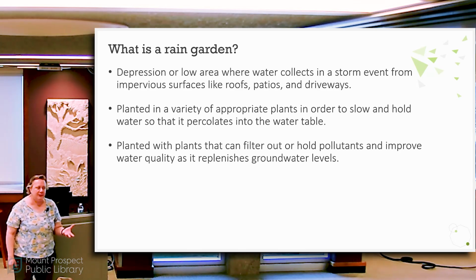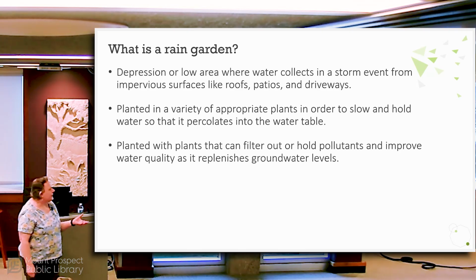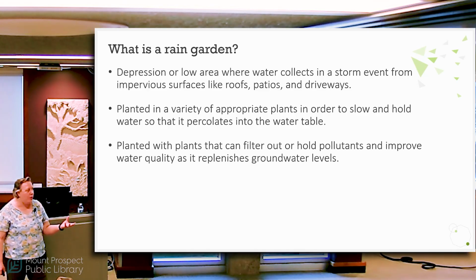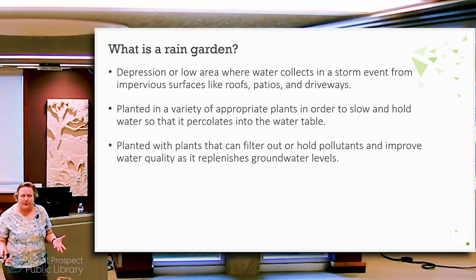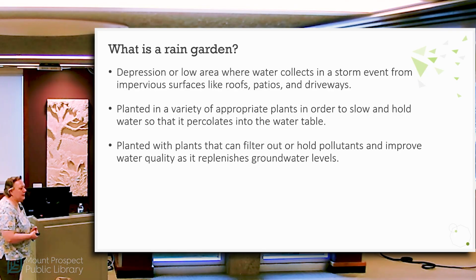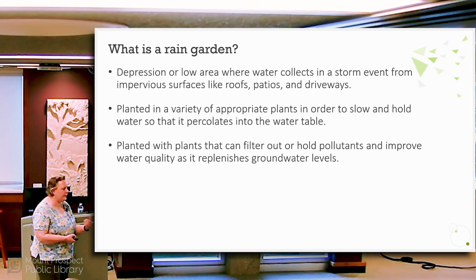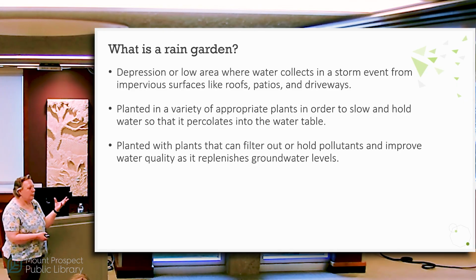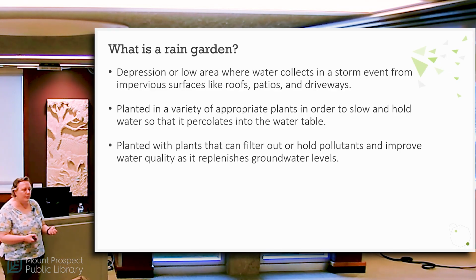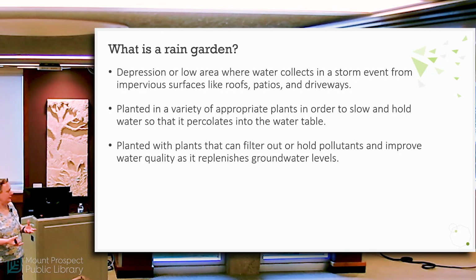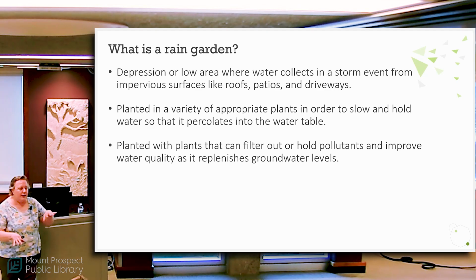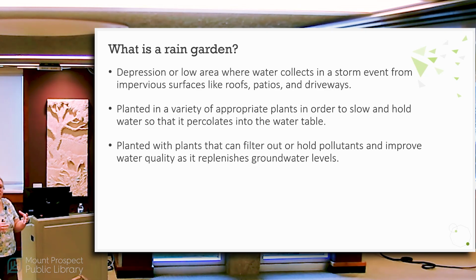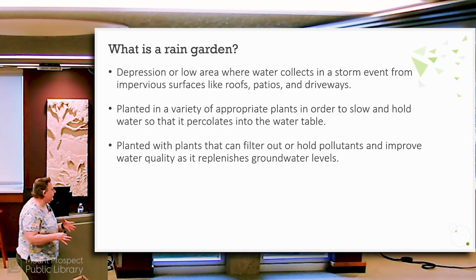So a rain garden can be something pretty simple and straightforward, like a depression or a low area where water is going to collect during a storm event. It can be something that's already there or something that we build for ourselves. It's usually planted in a variety of appropriate plants. I say appropriate because we want plants that are really durable and a bit flexible in their water requirements. Their goal is to slow and hold that water in place and keep it on property, or slow it down before it gets to the municipal system.